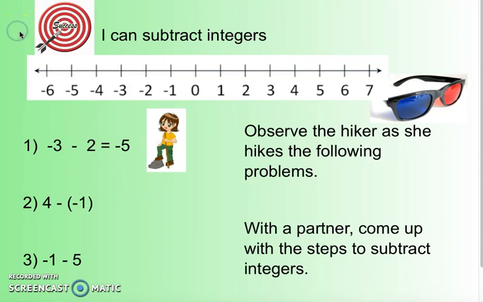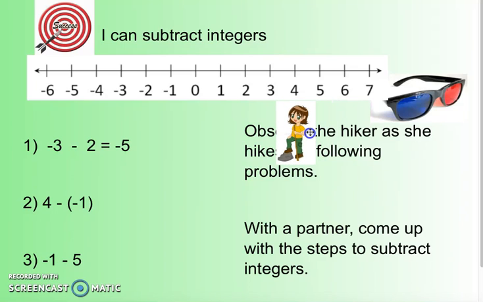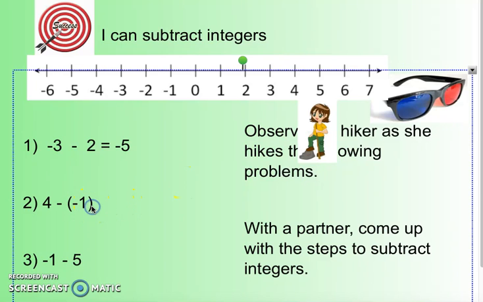Let's do another one. So she's at +4, so over here. She's at +4. She's facing the negatives. And then this says -1. So that means she's got to go backwards 1. And look where she lands. She landed at +5.